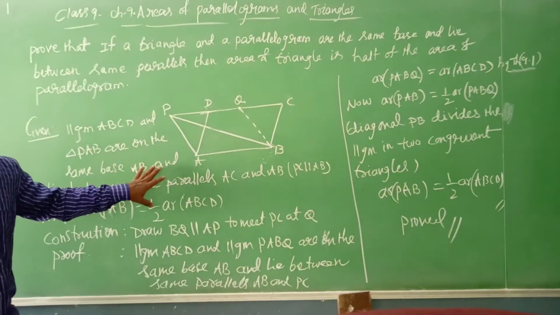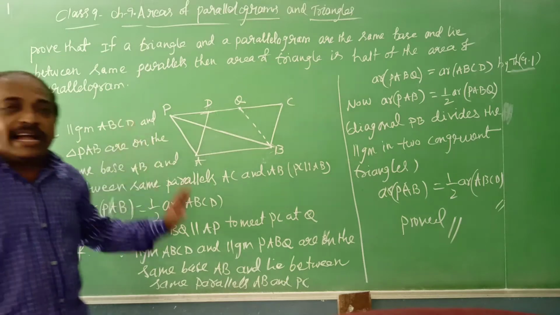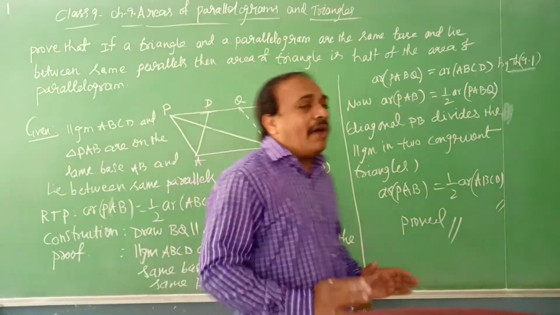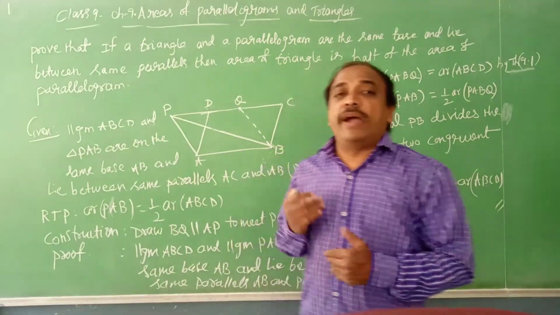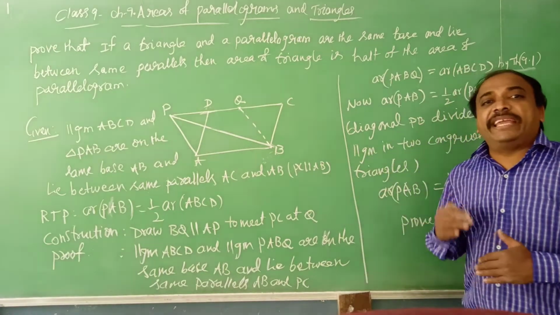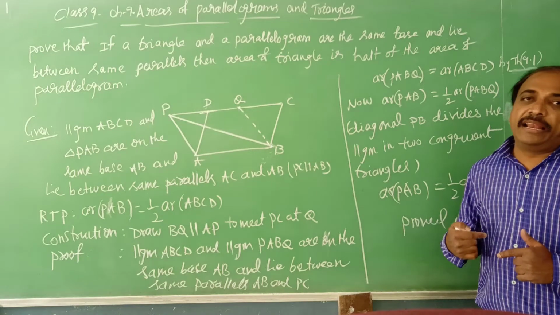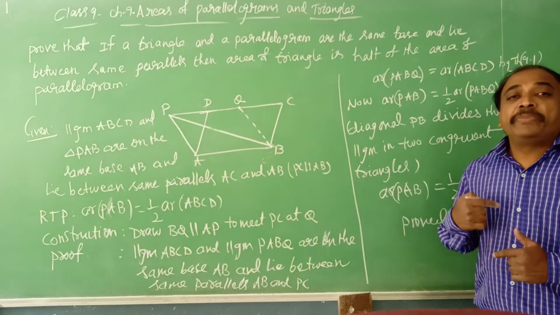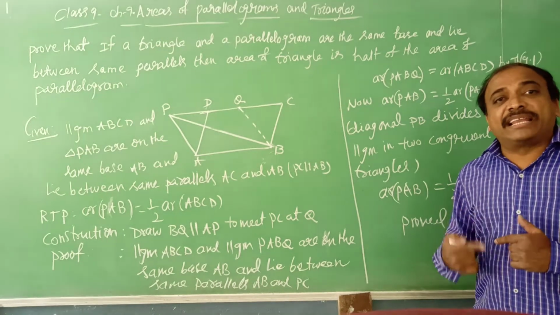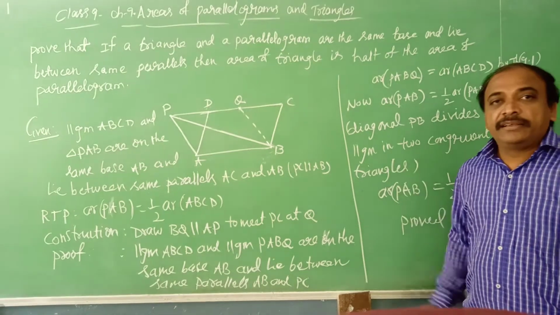Do you understand? The area of a triangle is half of the area of the parallelogram if they both lie on the same base and between the same parallel lines. Between the same parallel lines, and they must lie on the same base. Is it clear?